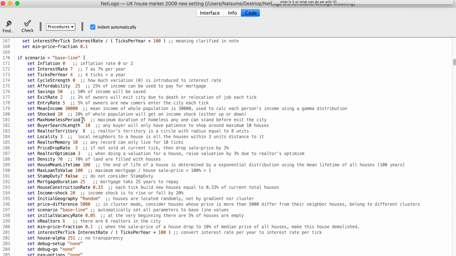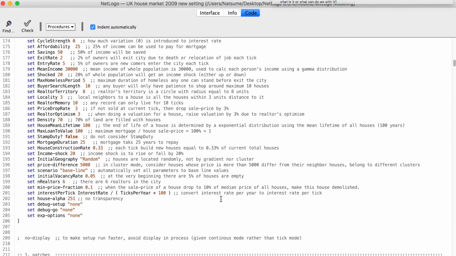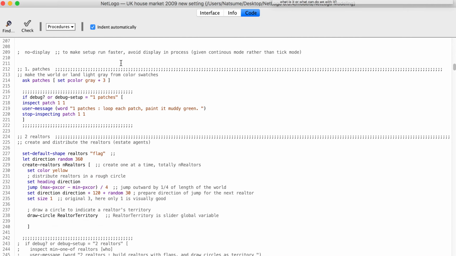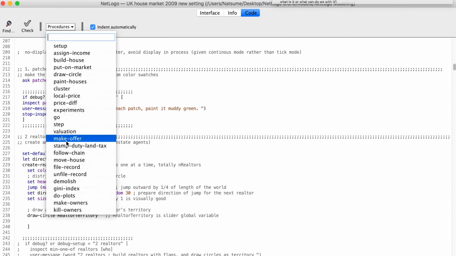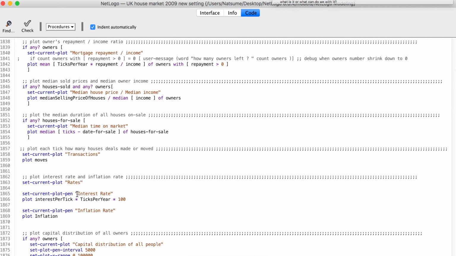Maximum homeless period 5, meaning the maximum duration of homelessness that anyone can endure before they exit the city. So basically, all those parameters have been explained using the comments, so you can read this yourself. And for the plots, may need a little bit of explanation as well.